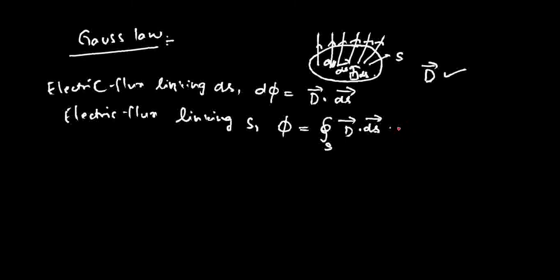Gauss experimentally proved that this is equal to the amount of charge enclosed by the surface. So the total electric flux linking the closed surface S surrounded by electric charge Q is equal to the amount of charge enclosed by the surface. What does it mean? The number of electric lines of flux passing through a surface S surrounded by electric charge Q is equal to Q units of the charge, right? So that means one electric line of flux will correspond to 1 unit of the charge.